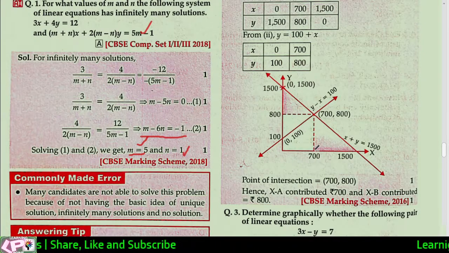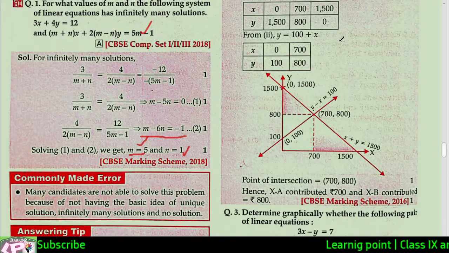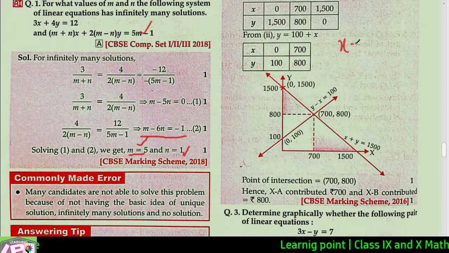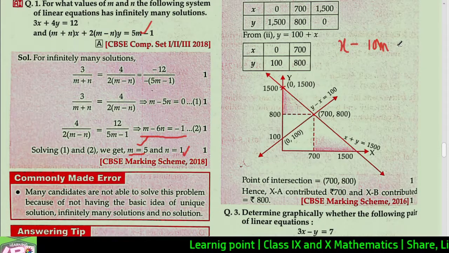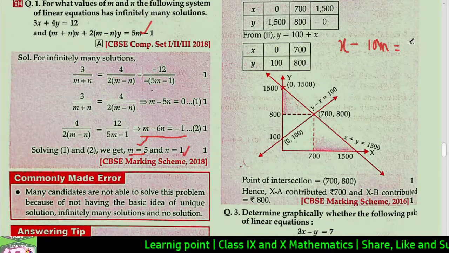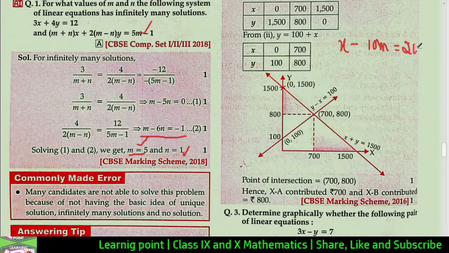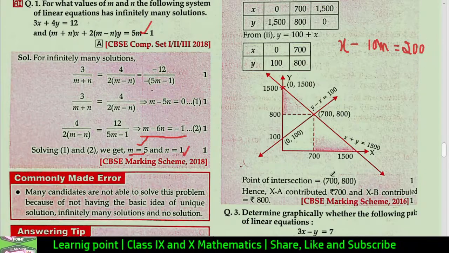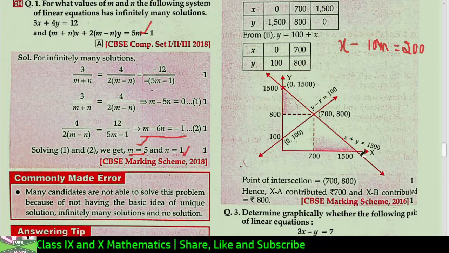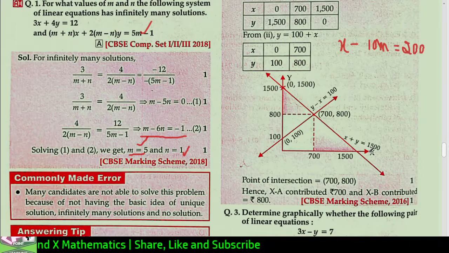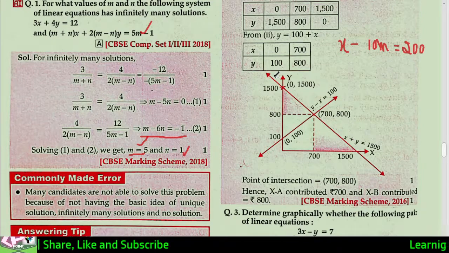For this one, do one thing, just take the scale like this. On the x-axis, take 1 centimeter equal to 200, which will be enough. If you take 200, 400, 600, 800, and so on, up to 1600. The same goes for the y-axis also.